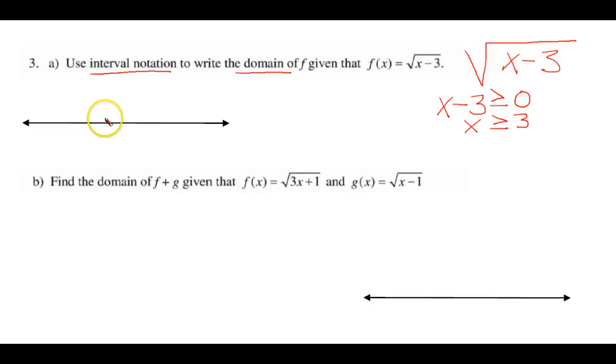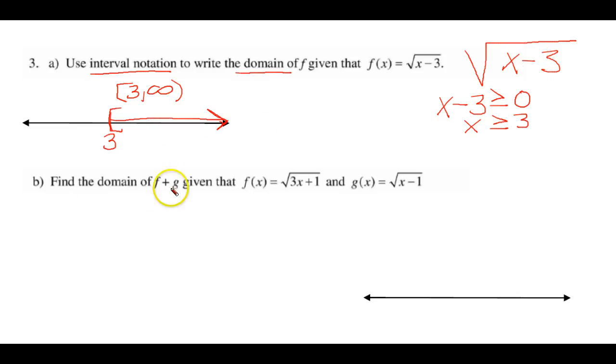So if we were to graph that, the number we're interested in is 3, and this would be a bracket, and it would look like so. Now, they're not asking us to graph it, but they are asking us to put it in interval notation. So this would be a bracket. We would put a 3 there, and then to positive infinity. And we figured it out again by saying you can't have a value that is less than 0 under the radical, because those numbers are not real numbers.